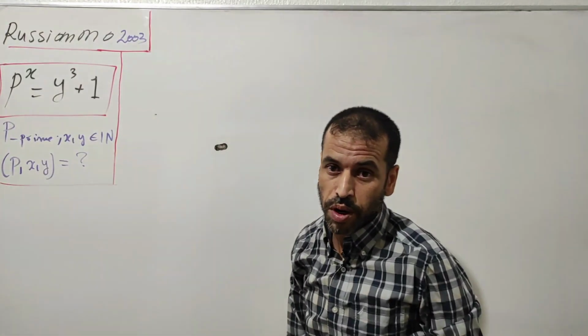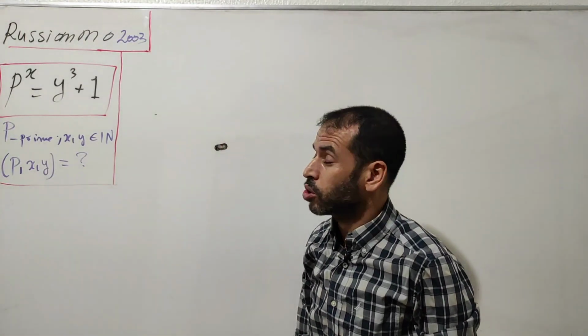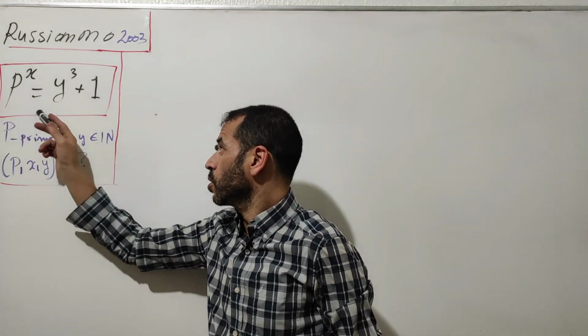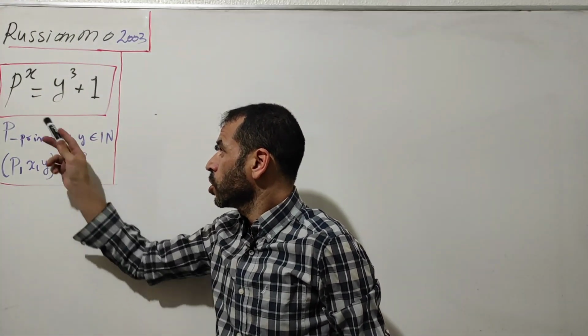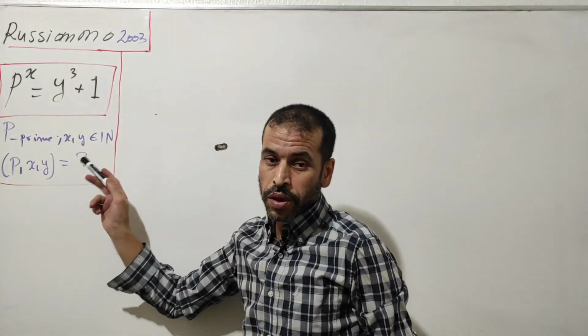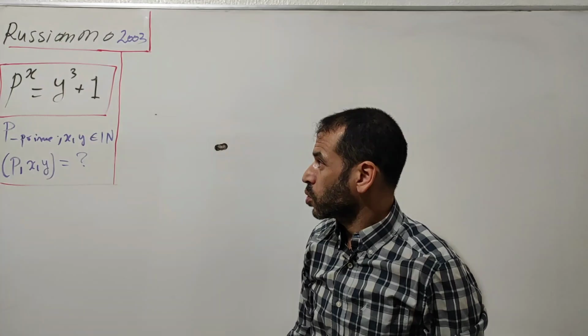In today's video, here is a nice problem coming from the Russian Mathematics Olympiad, edition 2003. Here is the following equation. We have p to the x, a power of p, equals y cubed plus 1. So p is a prime, and x and y are natural numbers. Okay, so we are simply going to solve this equation.